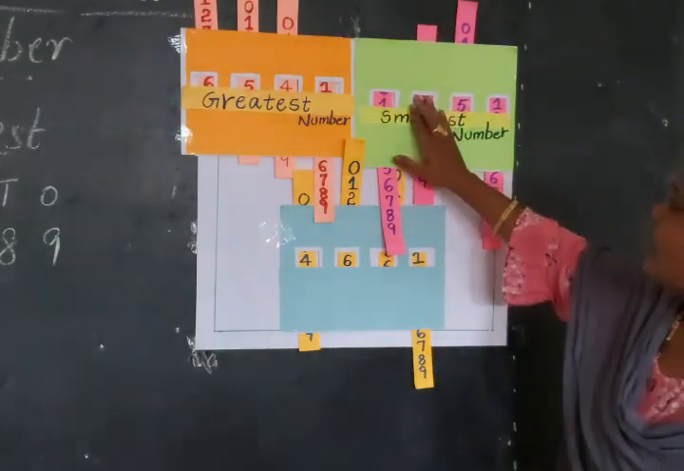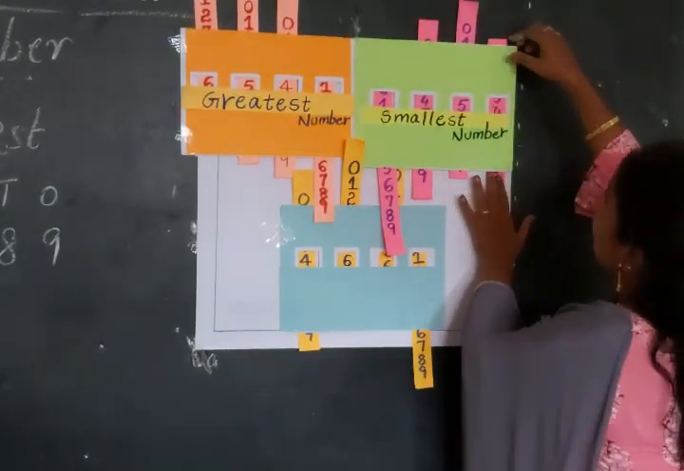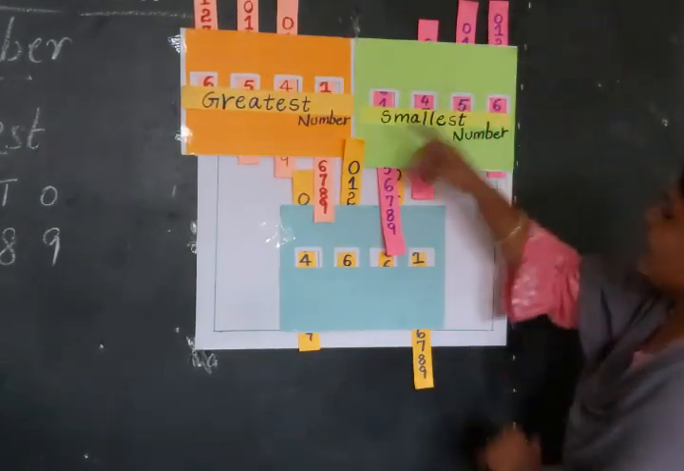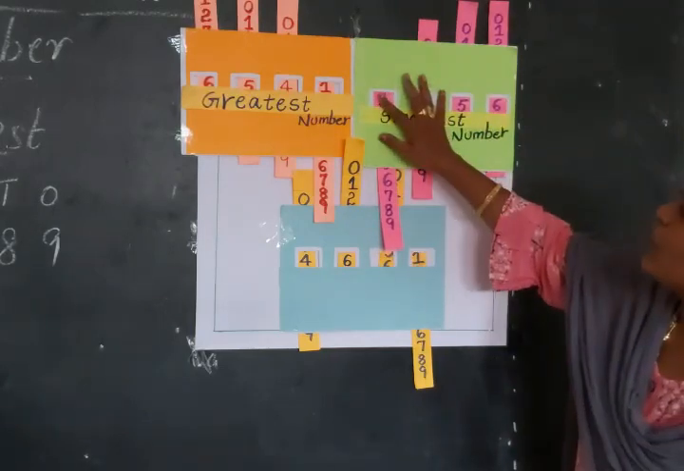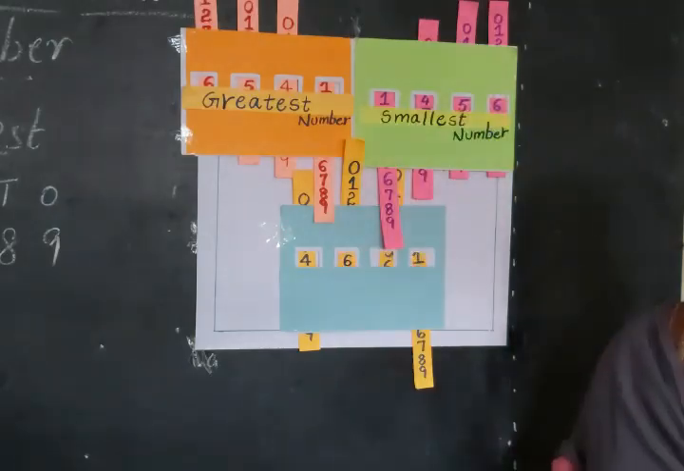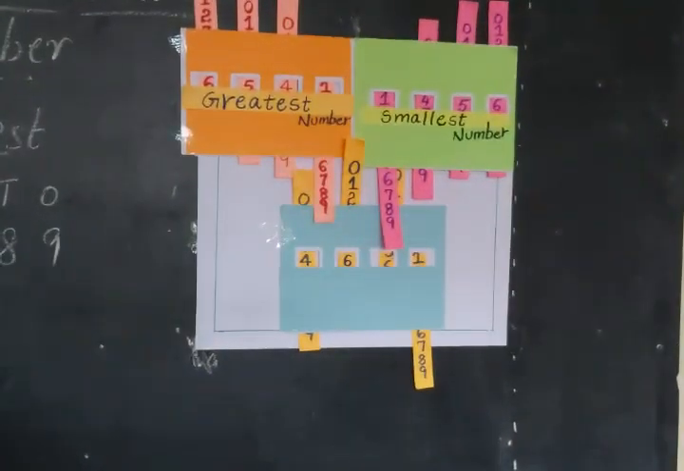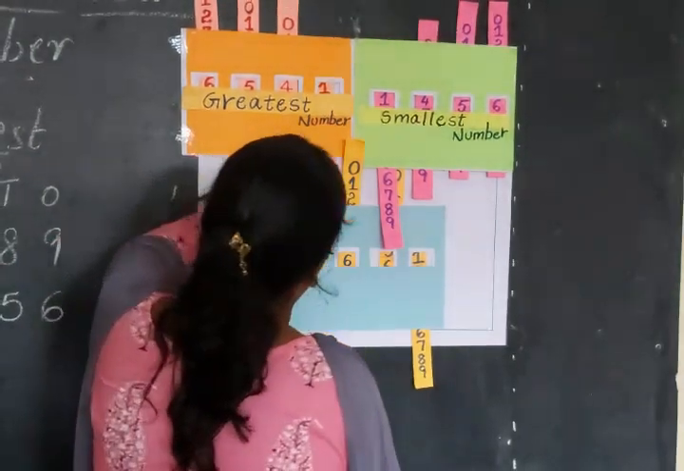So 1456 is the smallest 4-digit number which is formed using these digits. Come on, write it here. 1456. Let us take the next digits. What are those? 3, 1, 9 and 4.